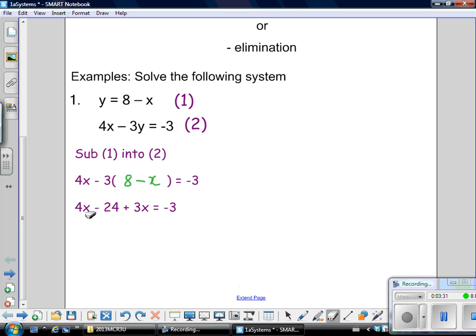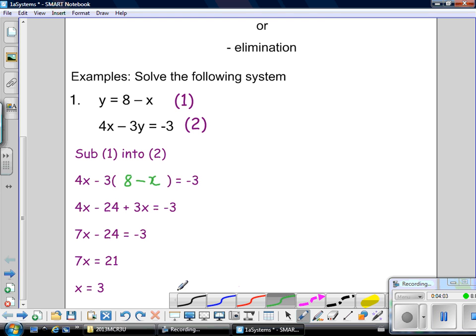Again, gathering like terms, a 4x plus a 3x is a 7x. And I have a negative 24 on one side and negative 3 on the other side. So I'm now going to add 24 to both sides, so I get all the number portions to one side. So I end up with a positive 21. And again, I'm going to divide both sides by 7, and I end up with x equals 3. A little bit different at this grade 11 stage: I don't need to see you literally write divide by 7 on both sides. If you're at this level, you don't probably need that anymore. You're doing it in your head.